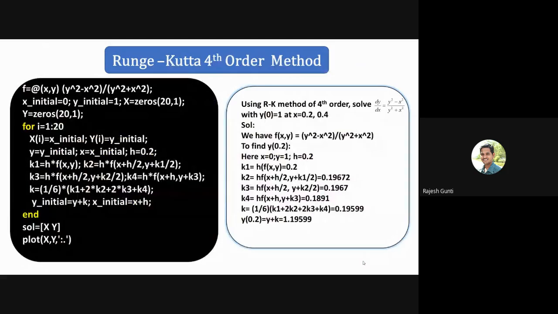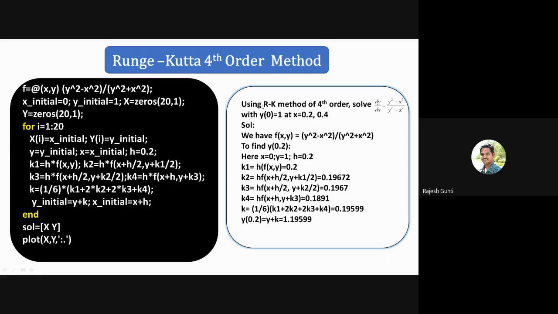Which is the right answer. Same differential equation I copied there. So this is the Runge-Kutta fourth order method. Using the Runge-Kutta method of fourth order, solve dy by dx is equal to (y square minus x square) by (y square plus x square) with y of 0 is equal to 1 at x is equal to 0.2 and x is equal to 0.4. To solve this, we take f of x,y as the right hand side value. F of x,y is equal to (y square minus x square) by (y square plus x square).